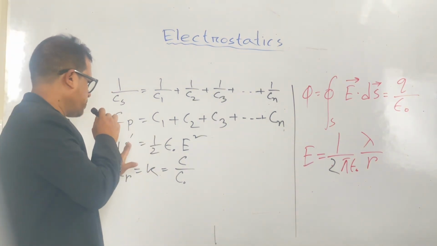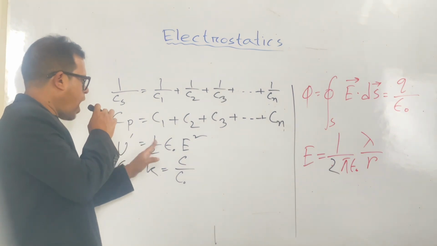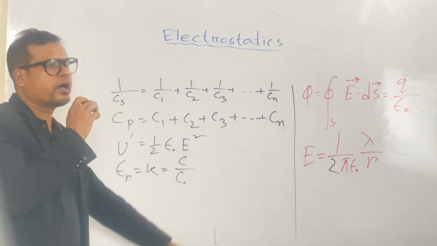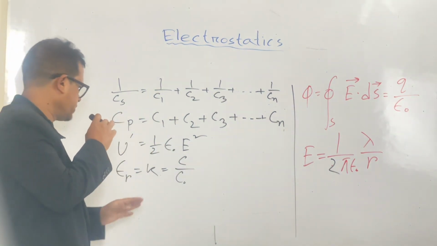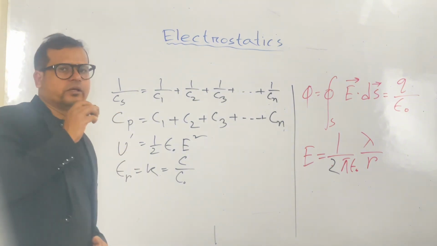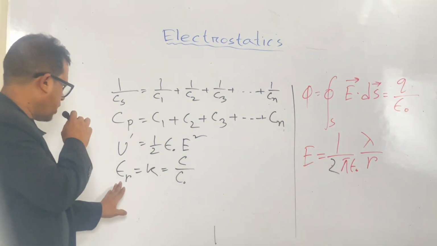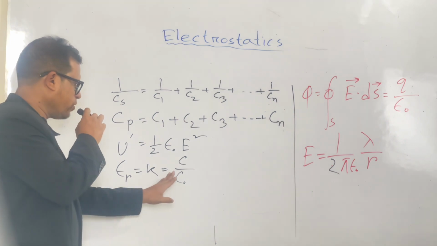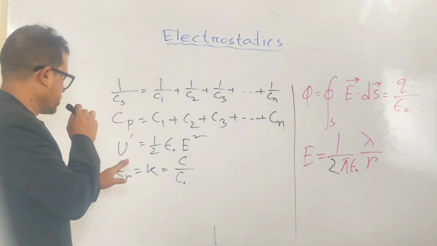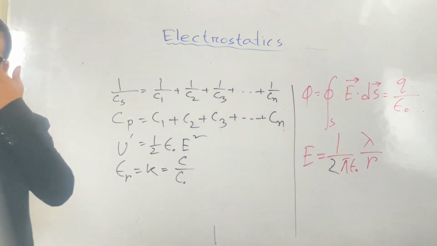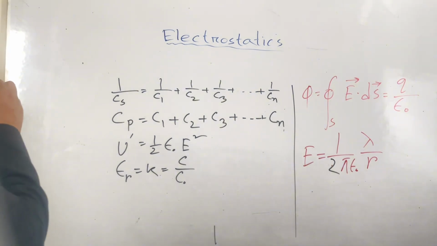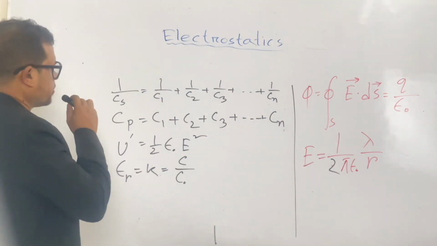U prime equal to half epsilon naught E square, where E is the intensity, epsilon naught is the permittivity, and U prime is the stored energy. Epsilon R equal to K equal to C over C naught. K equal to C over C naught. Epsilon R equal to K.